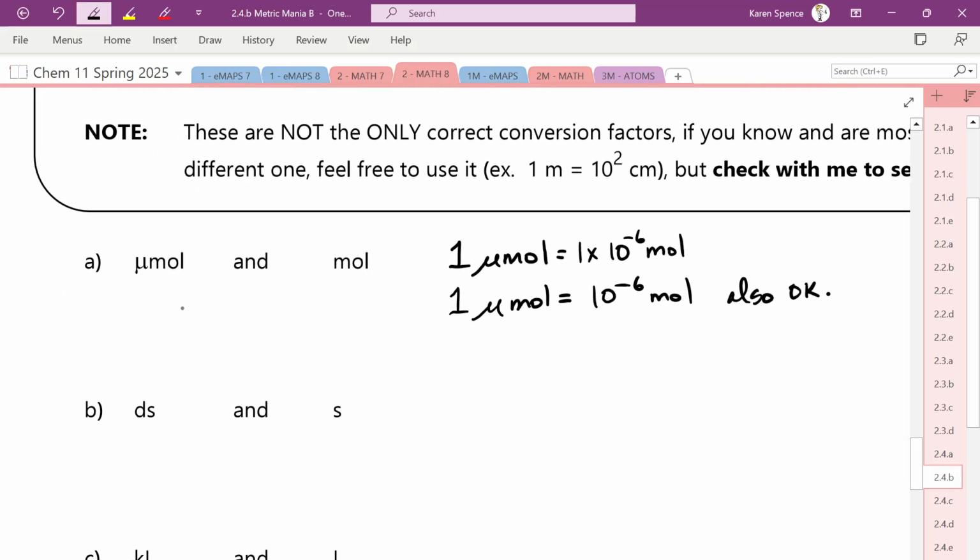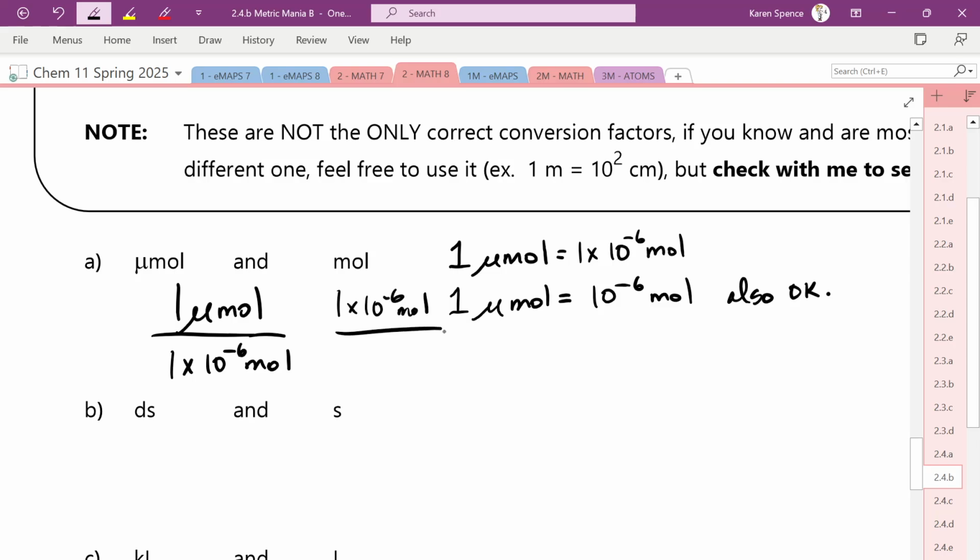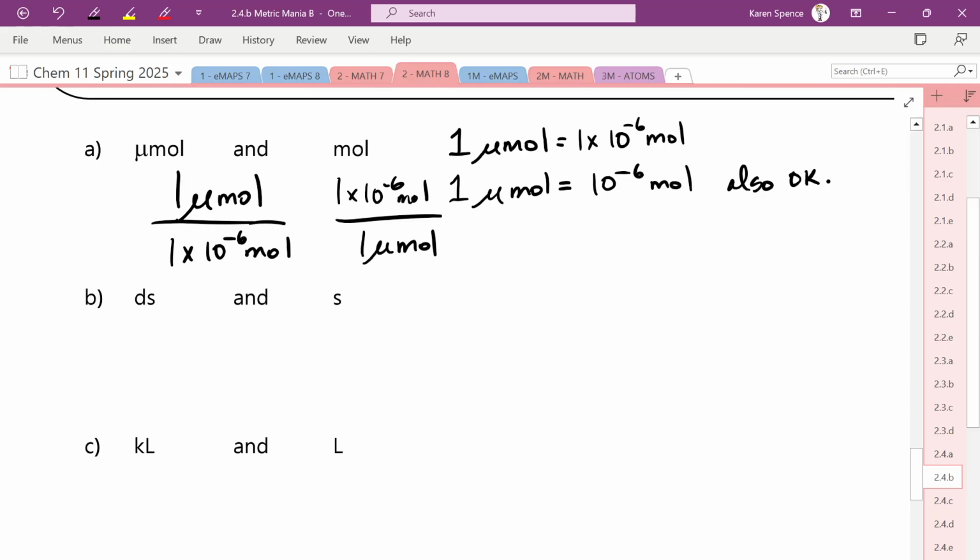And what you're going to do is write 1 micromole over 1 times 10 to the -6 moles, and you're going to write 1 times 10 to the -6 moles over 1 micromole. Do you think you could do the rest of them? Okay, try the rest of them.